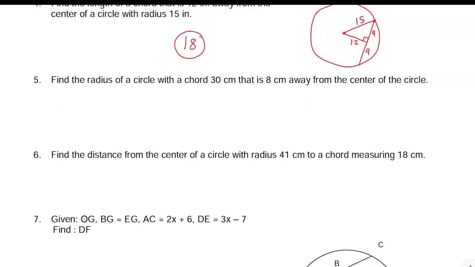Number 5, we're drawing a circle. Put the center there. Find the radius of a circle with a chord 30 centimeters that is 8 centimeters away from the center. So I'll draw a chord. It has length of 30 centimeters.